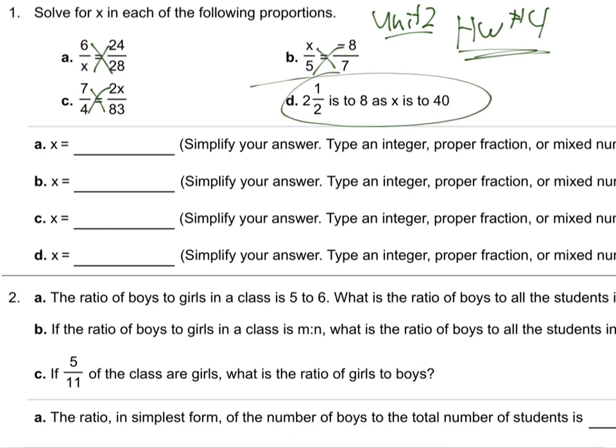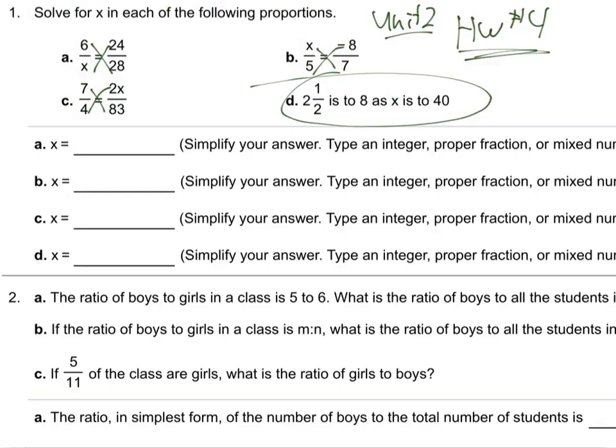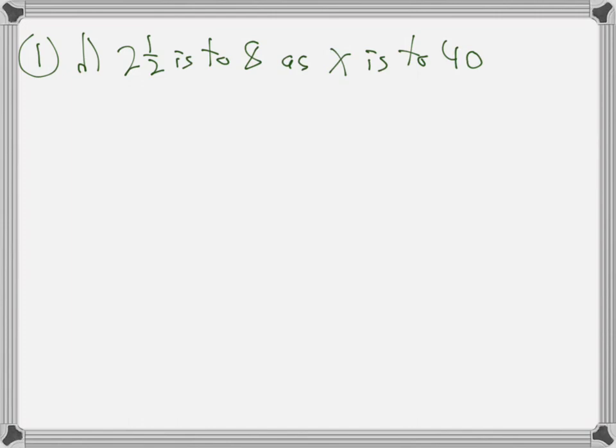2.5 is to 8 as x is to 40. So 1D, 2.5 is to 8 as x is to 40. Get that right? Yeah. So let's just do that one. So they want me to solve for x. What should I do to do that one?